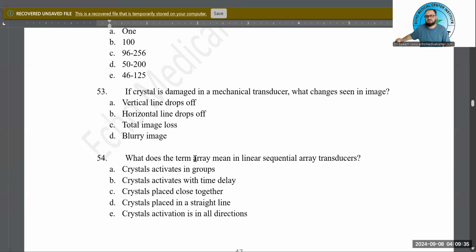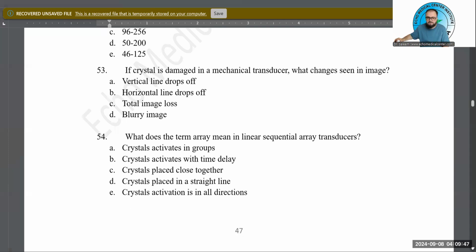Exactly correct answer. It means C is the correct answer. Crystals placed close together. They're just side to side, close together, side to side. That's what it means. Correct answer. Let's do the next question.